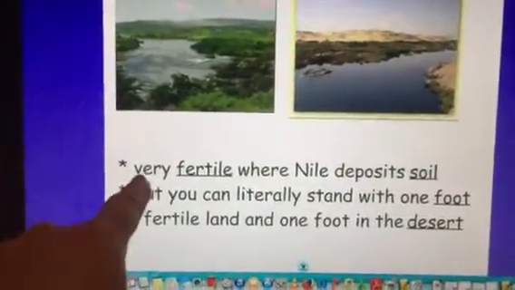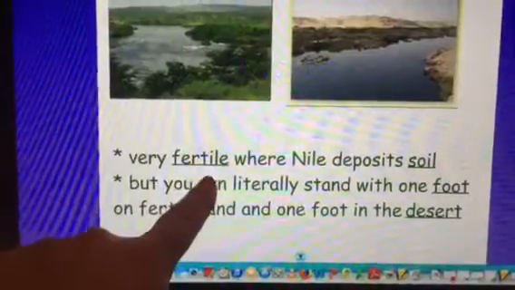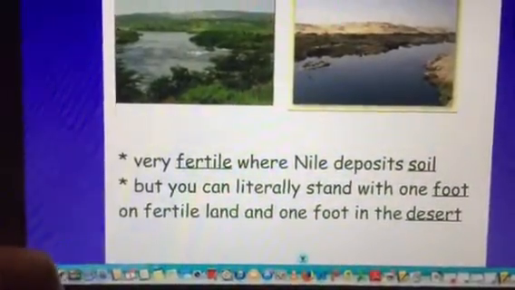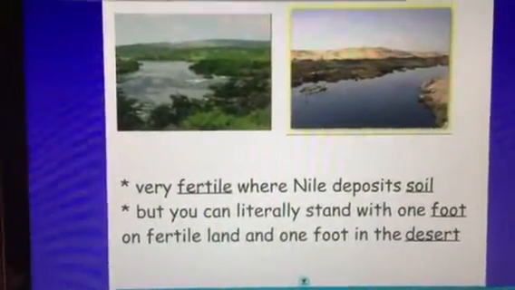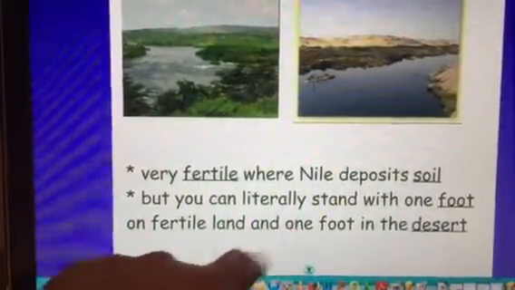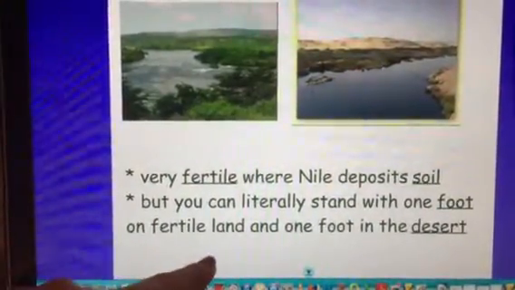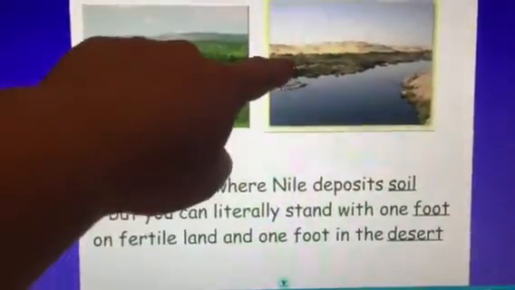So the Nile River gives very fertile mud where the Nile deposits soil. So when it floods, it leaves behind fertile mud, or what they like to call hoppy. But you can literally stand 1 foot on fertile land and 1 foot in the desert, just as I said before. So you can see, this picture here is really good to see that.